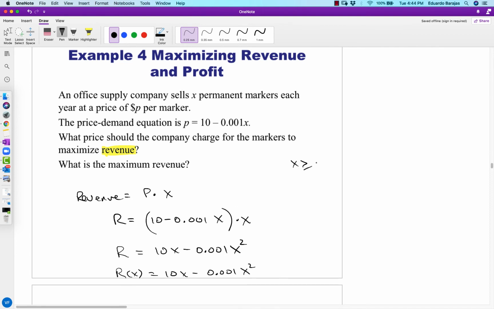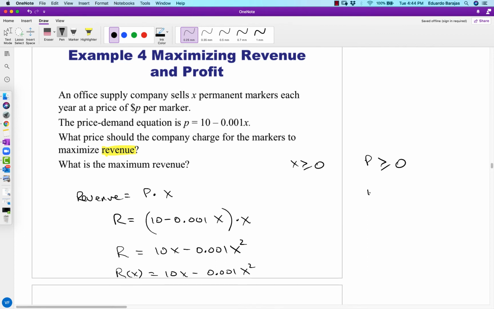Now, both the price and the demand must be greater than 0. So x must be greater than or equal to 0. You can't have negative demand, or in most situations, you really can't have negative demand. And also, the price must be greater than or equal to 0. Again, in most situations, you want your price that you're selling an item to be greater than or equal to 0. Otherwise, you'd be paying people to take your item from you. There are some situations where you do that, but they're not very common.